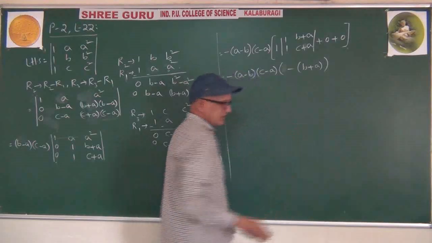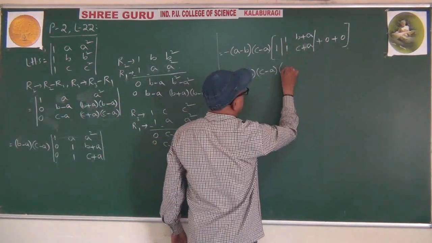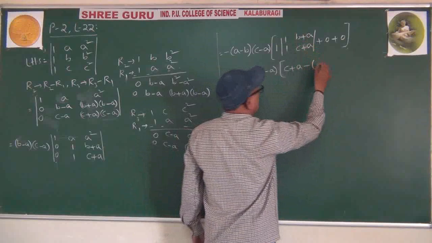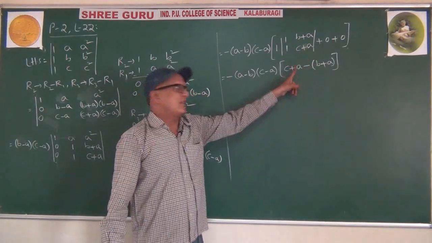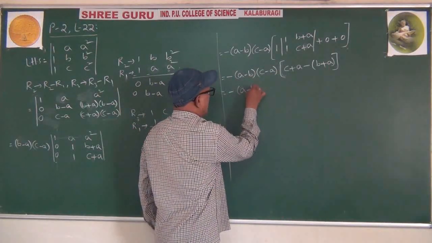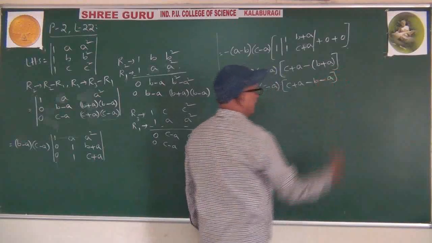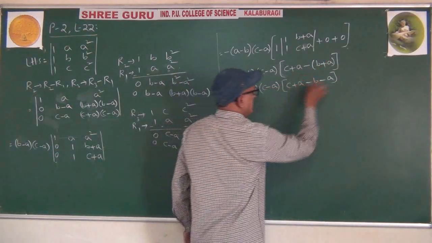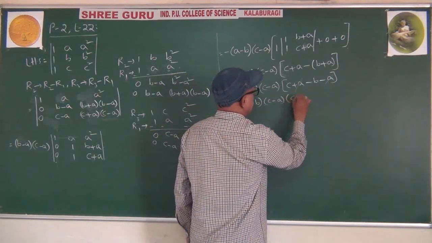Then what do we get here? C plus A into 1, C plus A, minus of 1 into B plus A, B plus A, right? P equals minus of A plus A minus B, C minus A. Now minus into B, minus B, minus into A, minus A, plus A minus A cancel, minus A minus B, C minus A, C minus A.